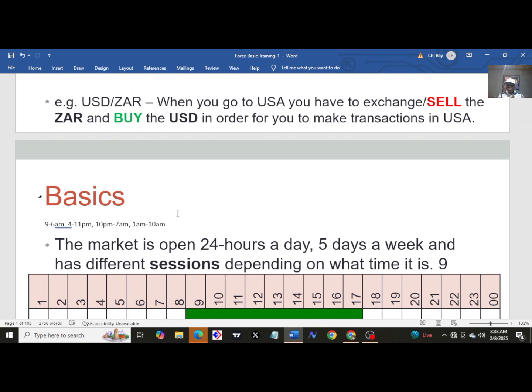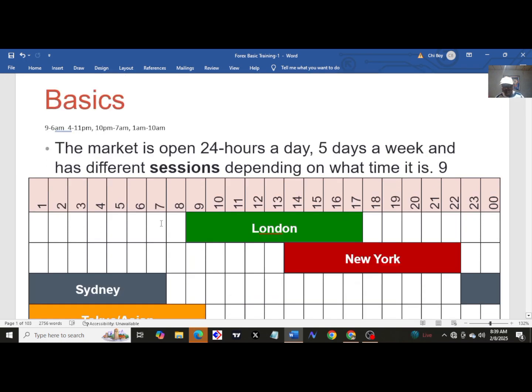So guys, that is just the simple meaning and definition of Forex trading: selling or buying of one currency to another in order to make profits. Yes.